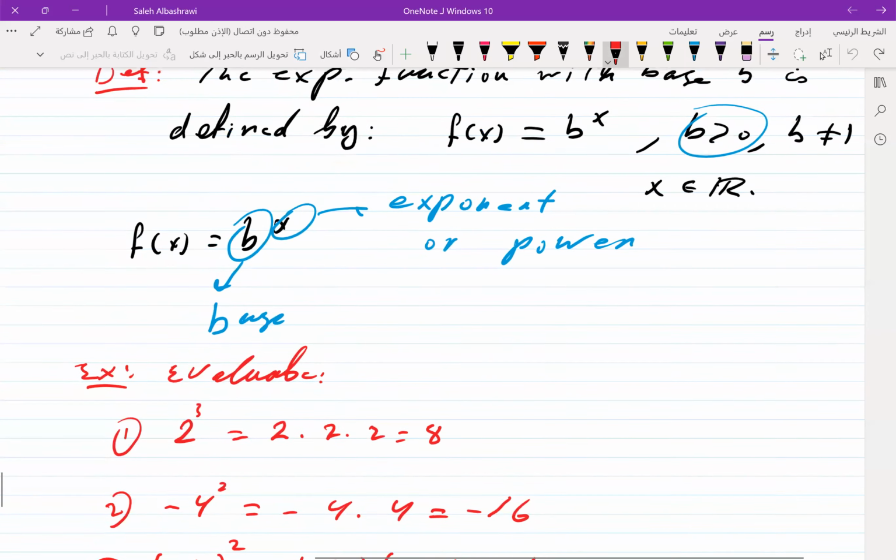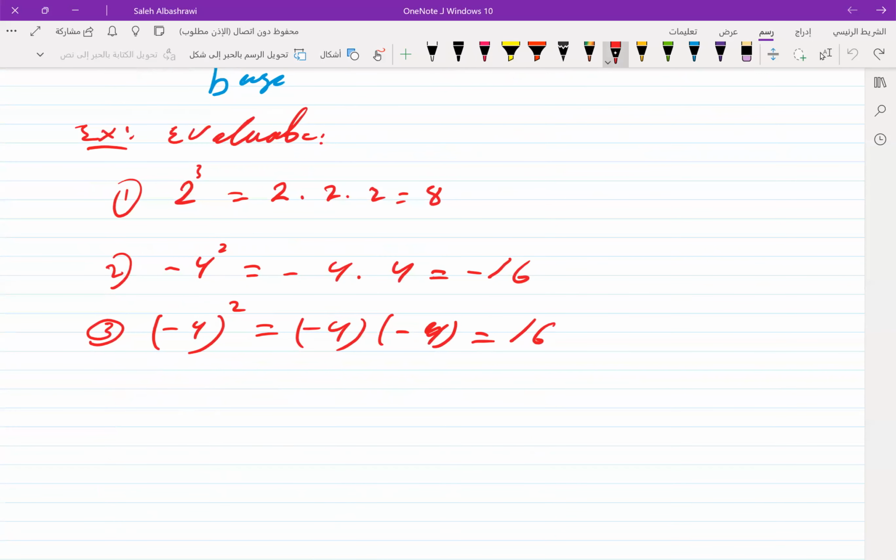Now, since we said that x can be any real number, I can choose minus 4 to power 1/2. But 1/2 means square root of minus 4. The square root of minus 4 is complex. This is 2i. This is a complex number or imaginary number.